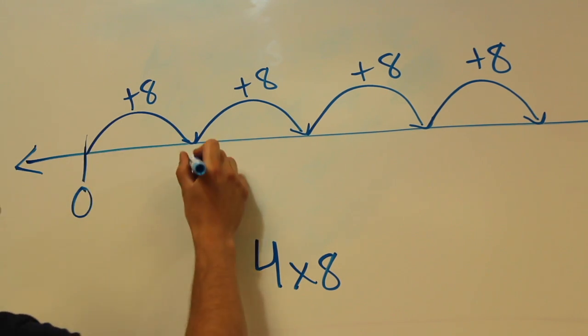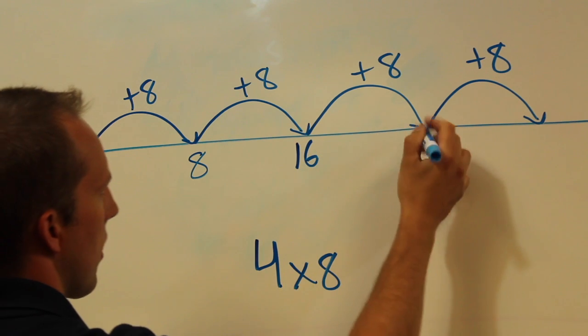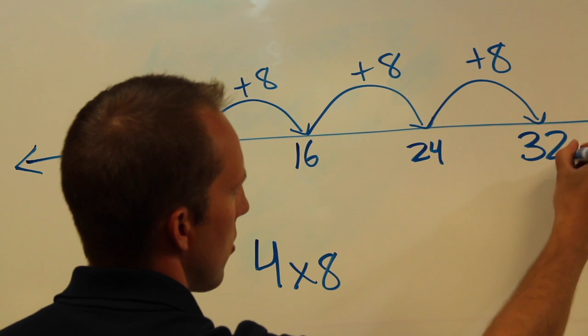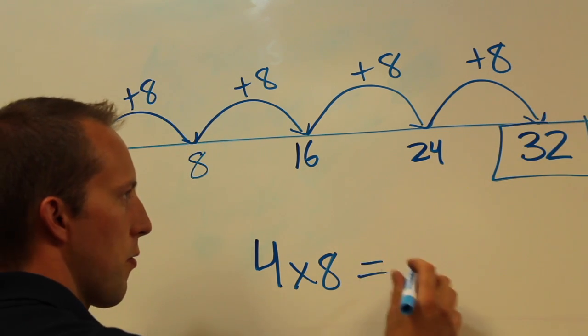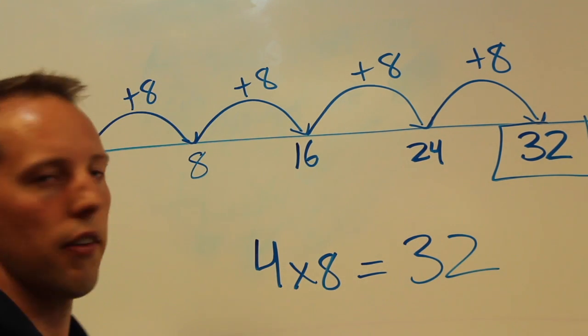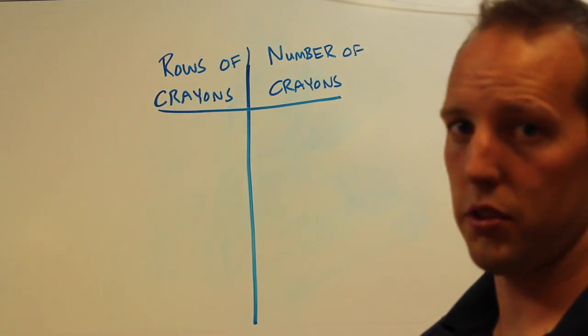So from 0 to 8 would give me 8. I add another 8, that would give me 16. I add another 8, that would get me to 24. And finally, one more 8 would get me to 32. So the answer to this problem of 4 times 8 is 32. And that's how you would solve it using an open number line. Okay, so now let's try using a ratio table to solve the same problem.